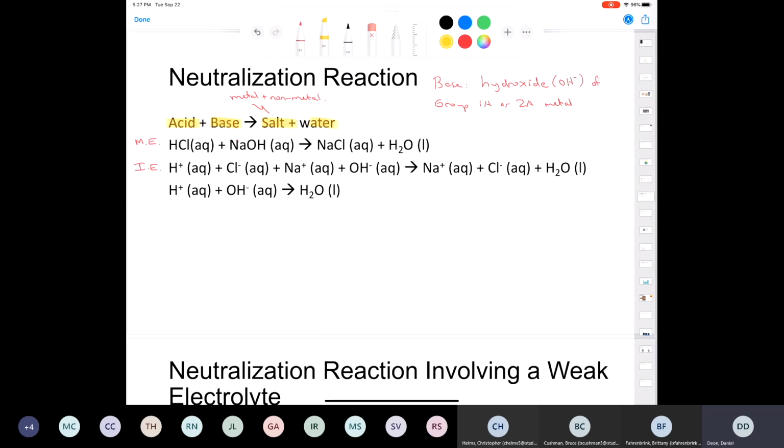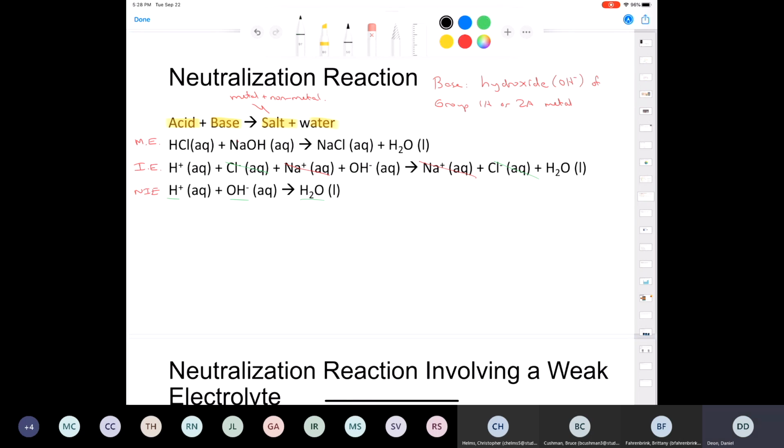What are we doing here? Everything that's aqueous, we're breaking it apart into its ions. And then for the net ionic equation, what we do is we cancel out the spectator ion. So you can see that sodium is a spectator. It remains unchanged on both sides, as is chloride. And so we write what's left over. Most of the time, when you're looking at a neutralization reaction, you end up with H plus, a proton, plus hydroxide gives you water as your net ionic equation.